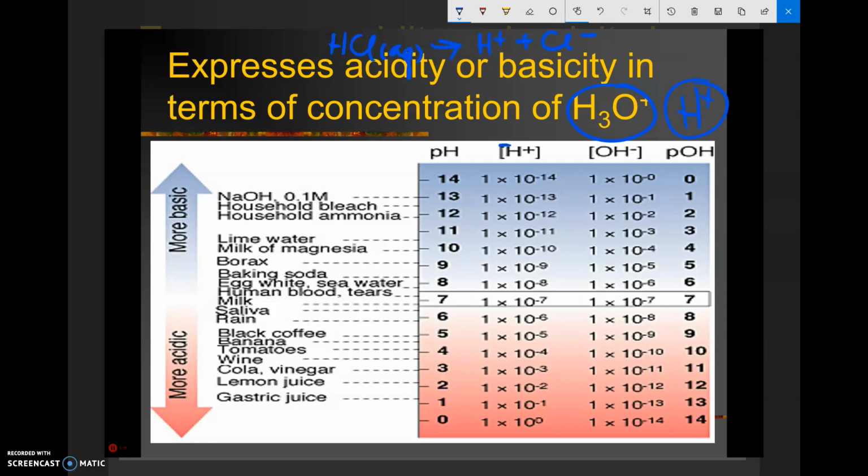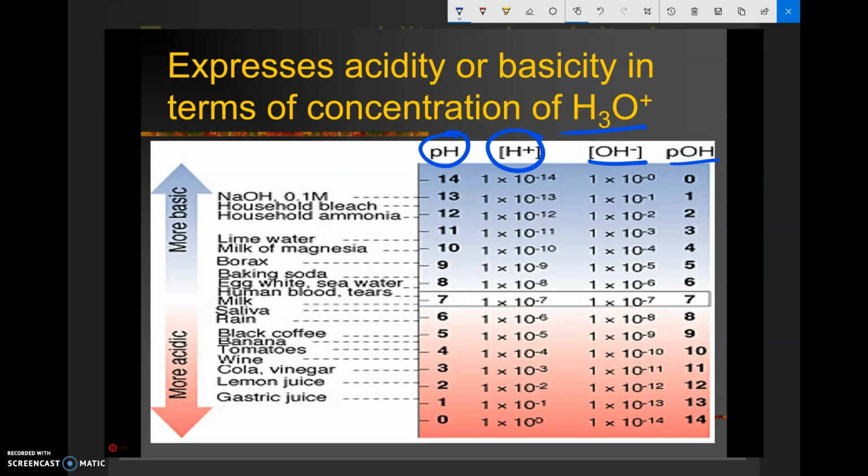And whenever we see brackets, brackets always mean molarity, which is the main unit of concentration. Okay, so here's a chart below, and this is talking about our pH, our hydrogen ion, or we can say hydronium ion, or we can say acid, along with a hydroxide and a pOH. And we'll talk about hydroxide and pOH a little bit later.